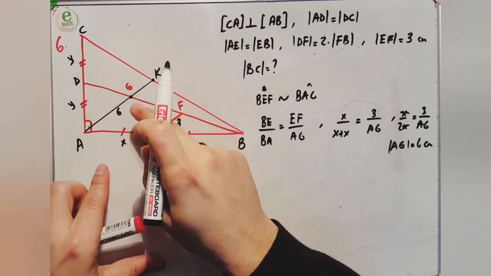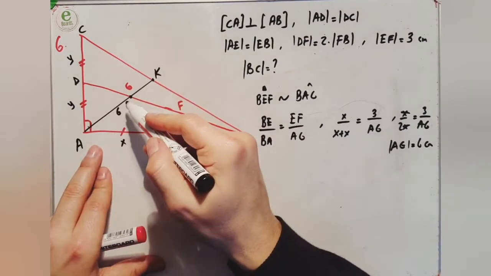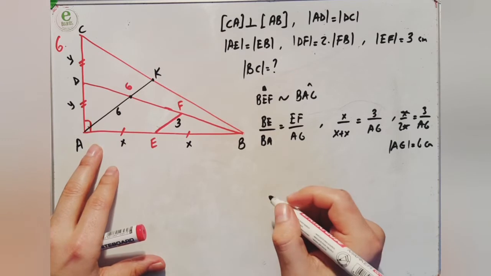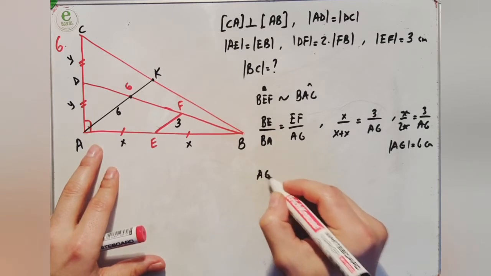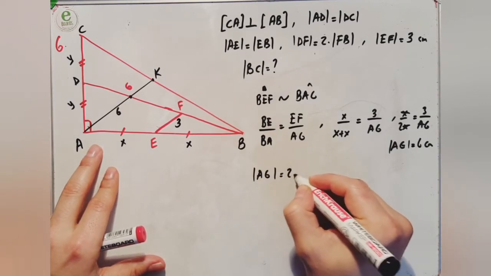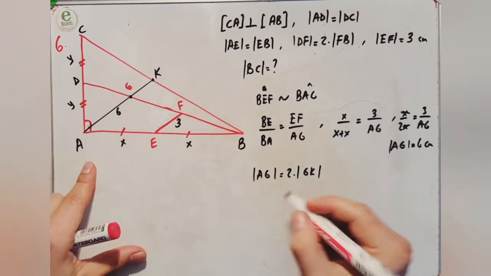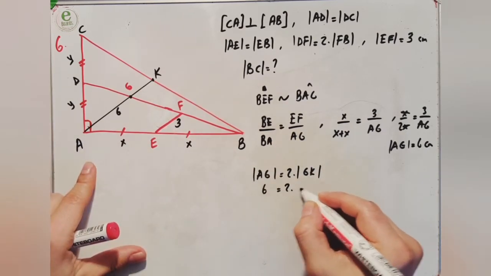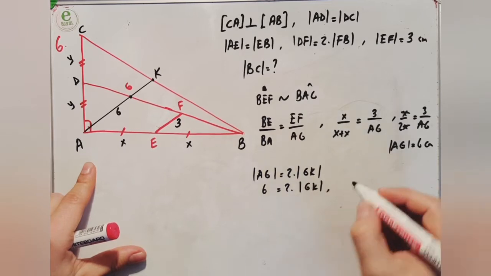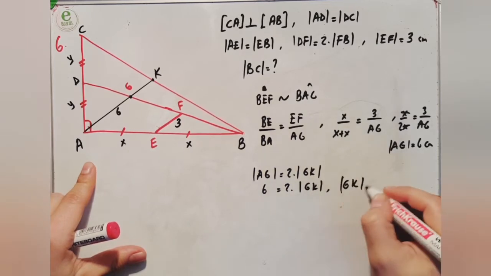G is the centroid, so AG is 2 times greater than GK. So if AG is 6, GK will be 3 cm.